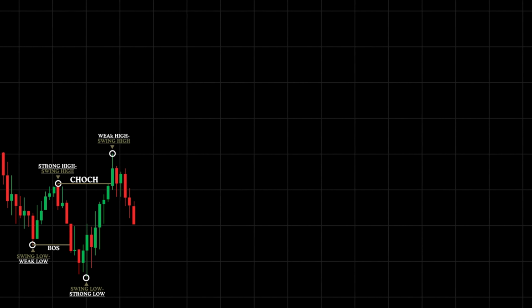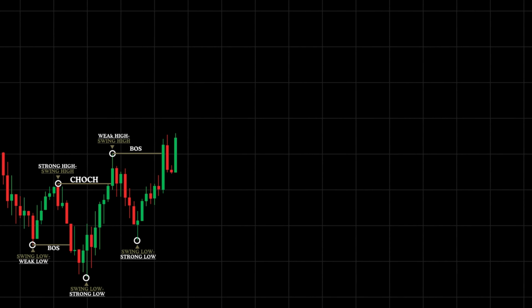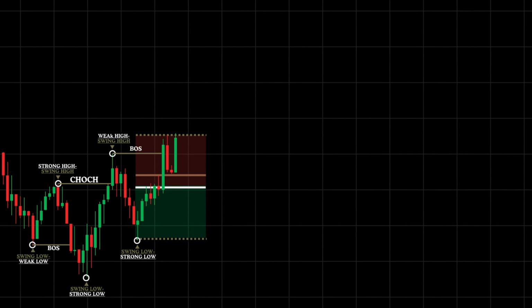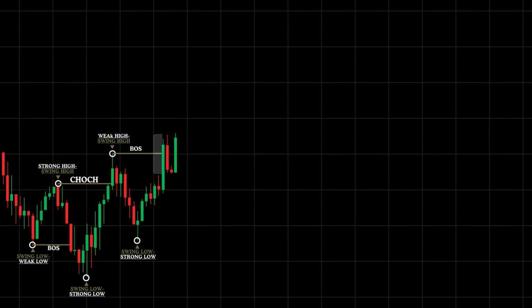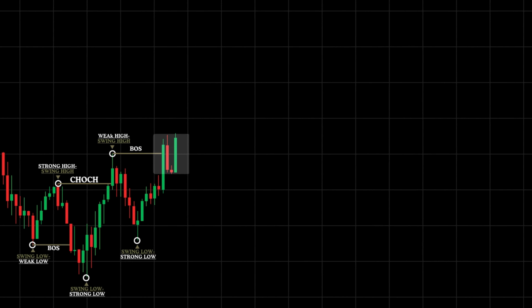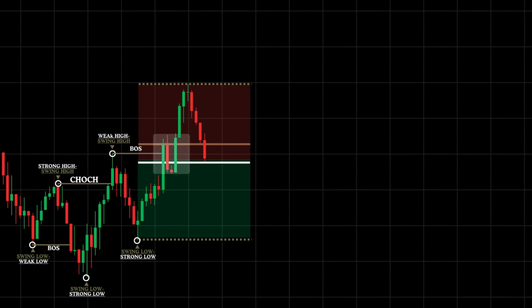We mark the weak high. Price pushes up, breaks that weak high, and gives us a break of structure. As always, we mark the strong low, the lowest point before the break. Price pulls back again. Using the Fibonacci tool from the strong low to the high, this time price doesn't even touch the 38.2%. That means it's not a valid pullback, just a continuation move. Price keeps climbing, then pulls back again, and this time it does reach the 38.2% level, maybe a bit deeper.